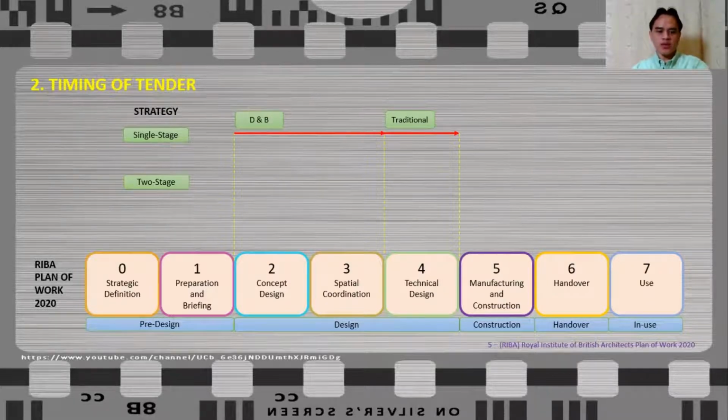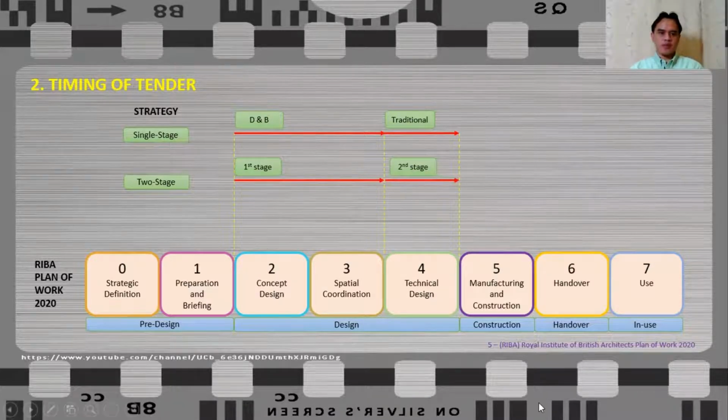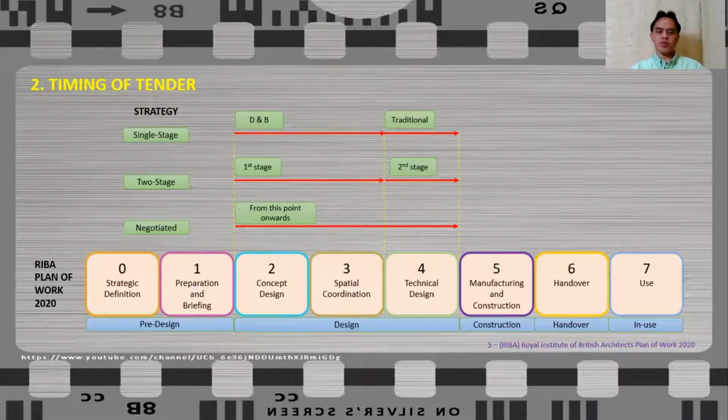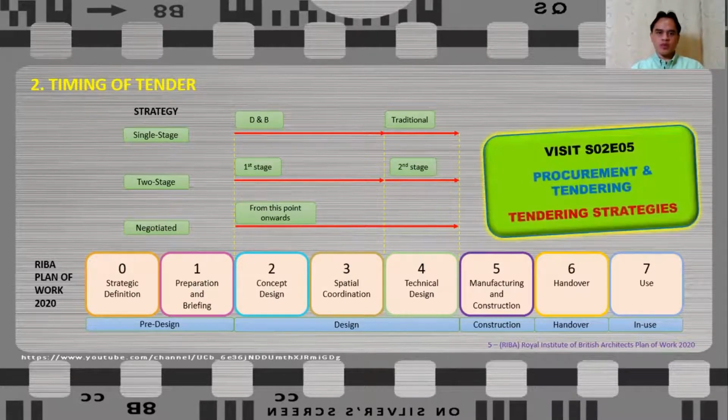For two-stage tender, the first stage can be carried out within the period from concept design up to the completion of spatial coordination, and the second stage can commence during the technical design phase. Negotiated tender, on the other hand, can be carried out at any time within the period of development of concept design up to the completion of technical details or technical design. If you want to know more about this procurement strategy and tendering strategies, please visit my previous video on Season 2, Episode 5, where I talk about the tendering strategies.